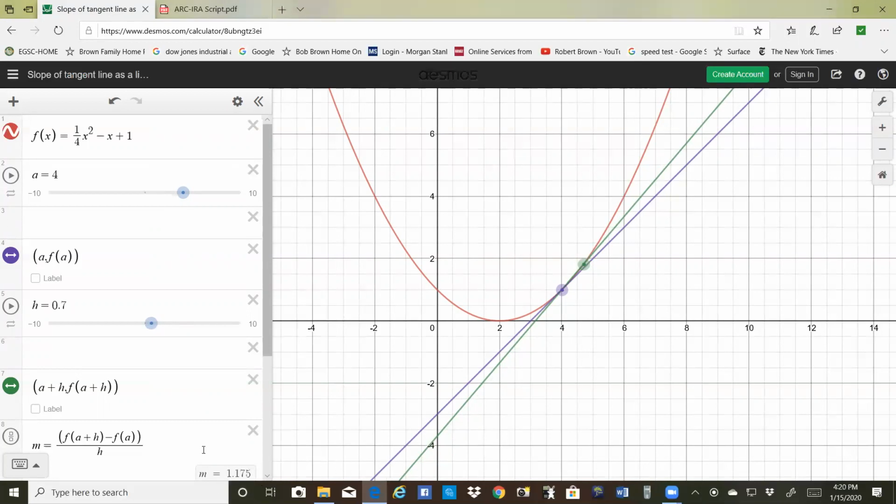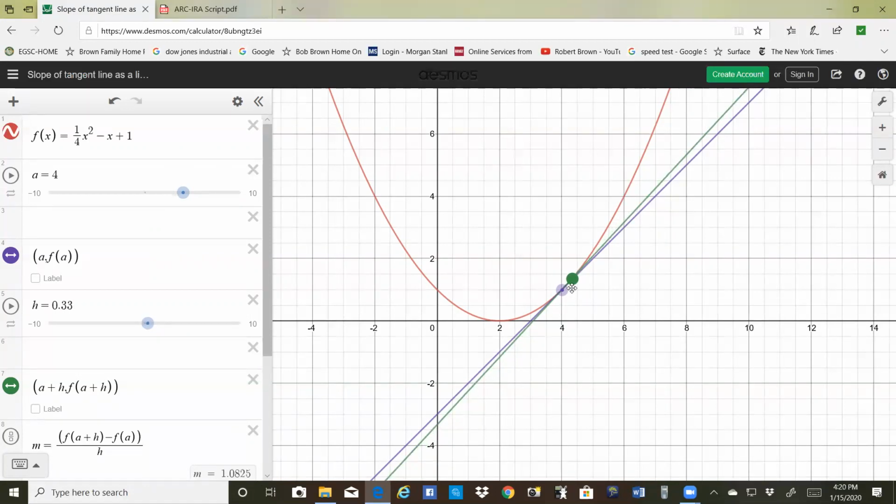And if you'll look right here, the slope of that secant line is 1.175. Remember, we estimated the slope would be 1.08. And notice as you get closer and closer to the point, the tangent line and the secant line become the same. And as you get there exactly, it's getting closer and closer to 1. And I would bet you that the actual value is going to be 1.